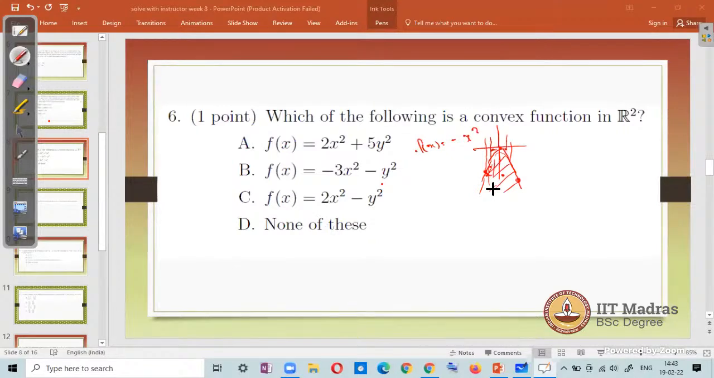Yeah, that's true. A set can be a convex set, but there are two terms: convex set and convex function. The domain of a convex function is a convex set. But if the domain is a convex set, that doesn't mean the function will be a convex function. Did you get my point? Yes, sir, this is the clarification I wanted.